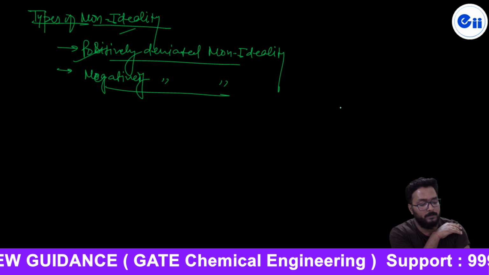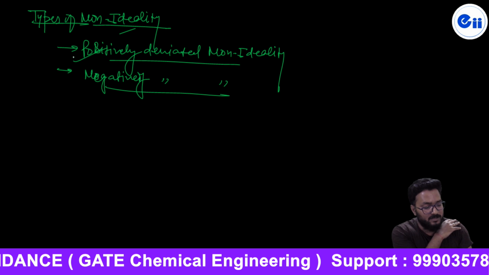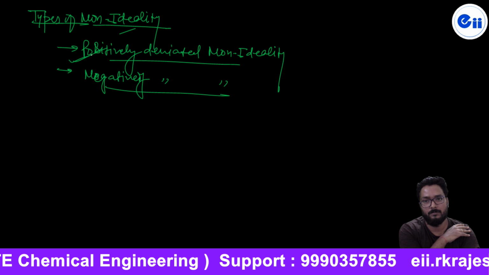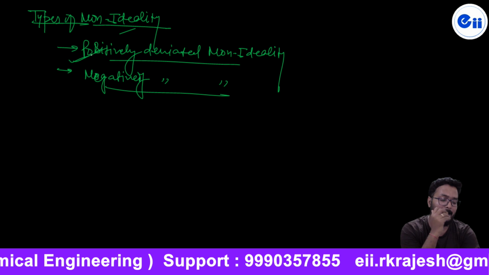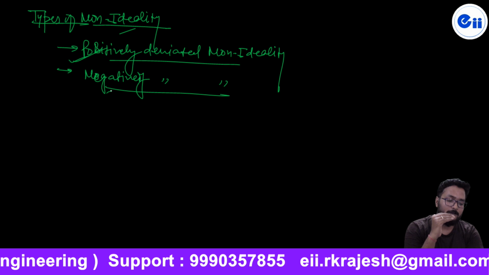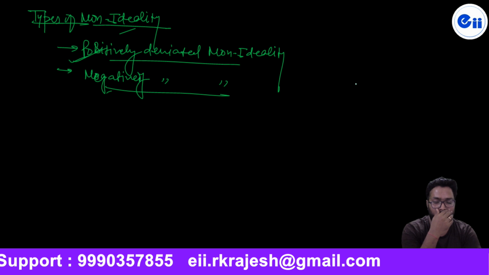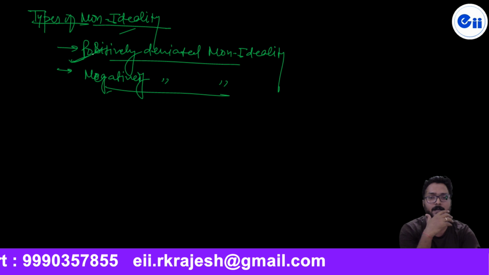Now, the positive deviation is the most common type of non-ideality in the liquid mixture, and the reason I am going to discuss here, as compared to negative. There are two types of non-idealities in the liquid mixture. One is called positive, the other called negative, but the most common is positive deviation from ideality.